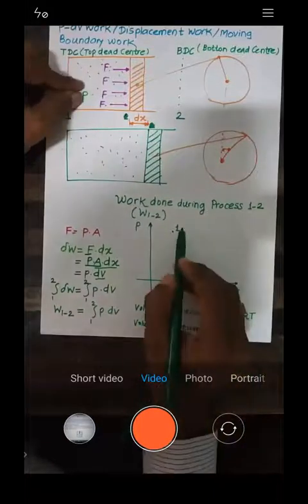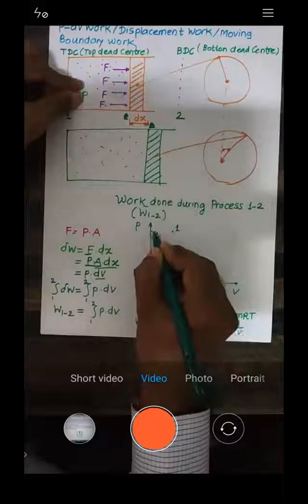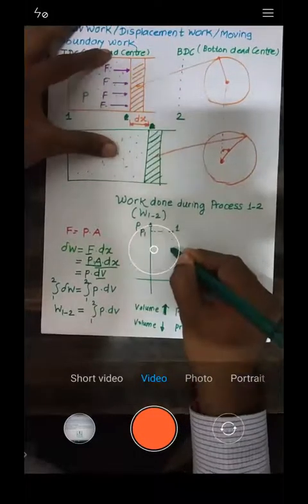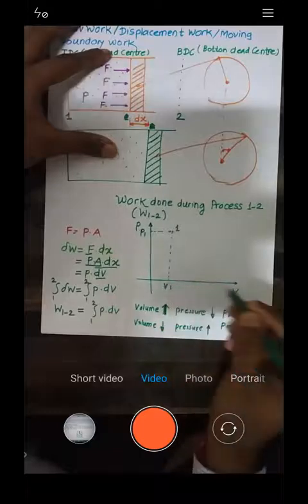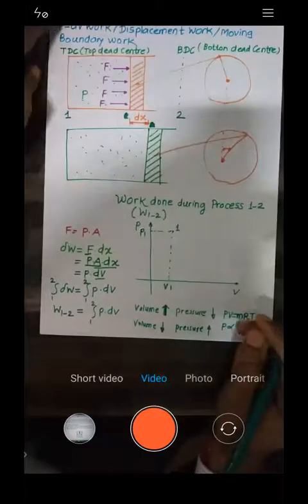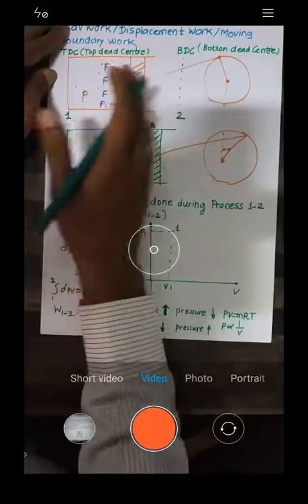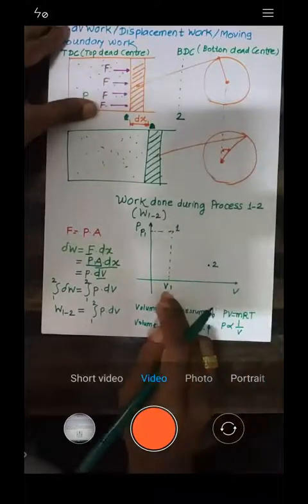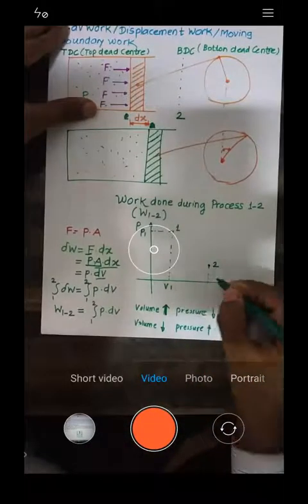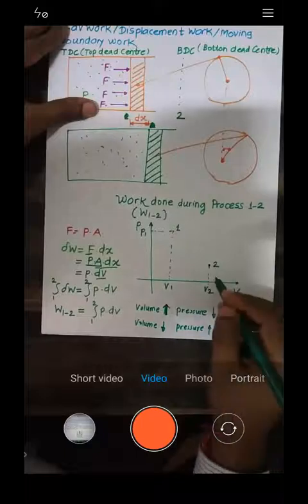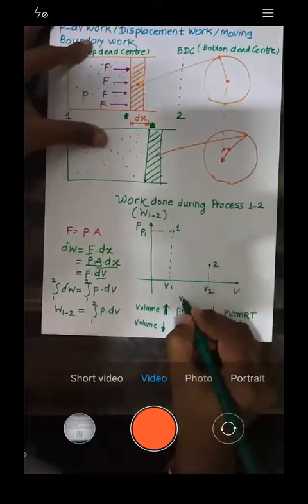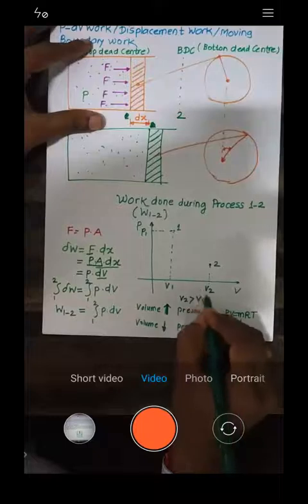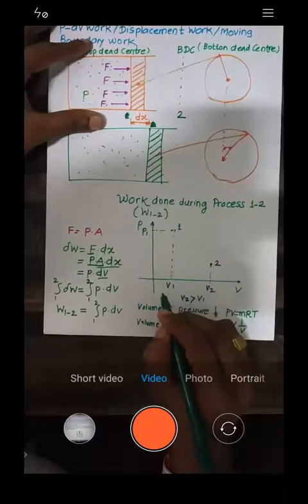See, initial pressure was P1 and volume was V1. Now what happens? Volume increases. So let this be the point number 2, where we have the value of V2. Volume increase, that means value of V2 is greater than V1. Yes or no?